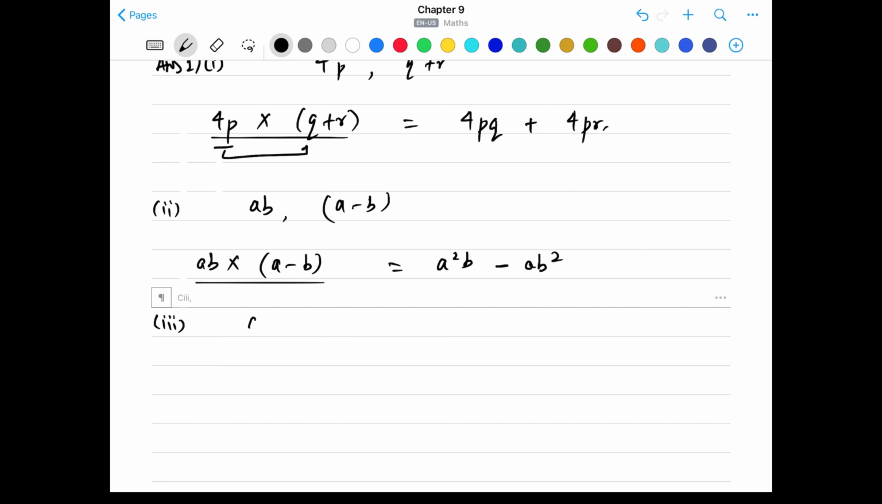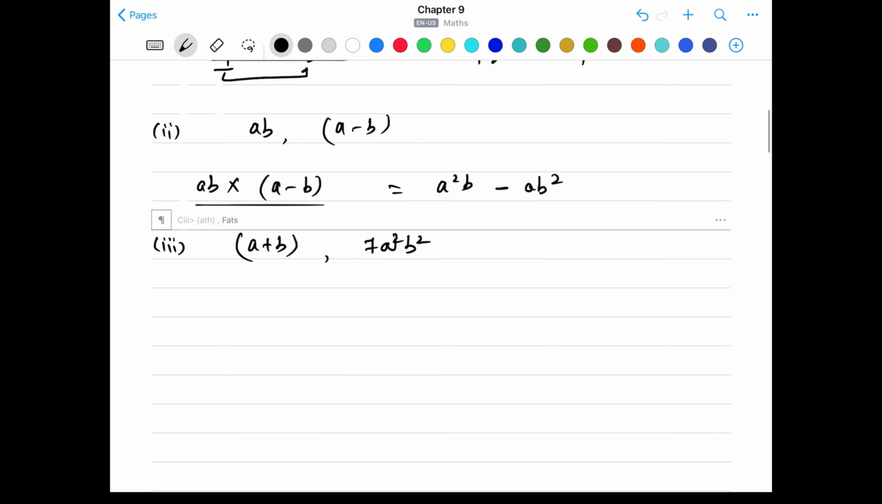Now we have to multiply a plus b, which is a binomial, to 7a square b square, which is a monomial. Okay, so let's write them in the multiplication form. That is a plus b into 7a square b square. Okay, now the method is again the same.